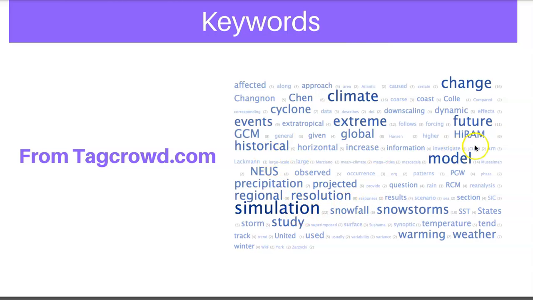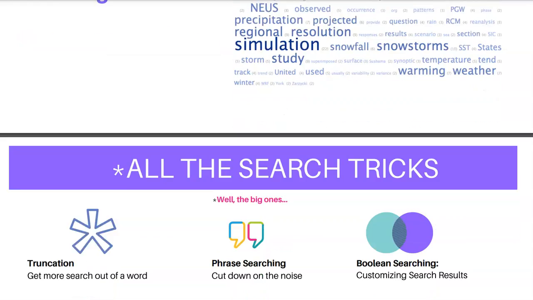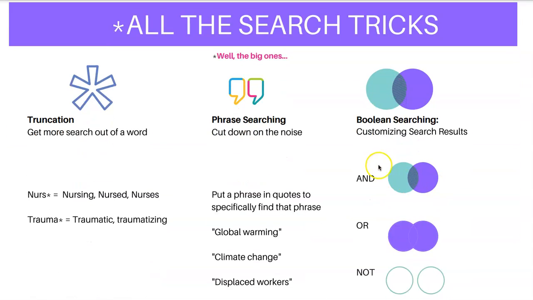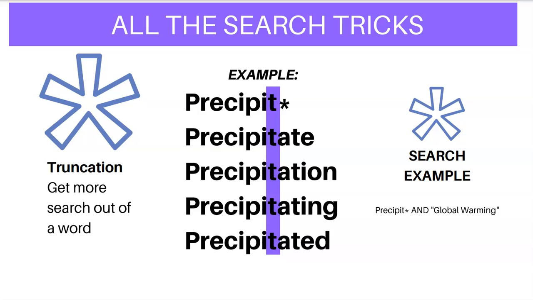Because in some cases, you'll find there's different versions. They're really alike. How am I going to build this into a search strategy? Now, we're going to talk about truncation, phrase searching, and Boolean searching. And I say, oh, the search tricks, but, well, the big ones, because I use these every single week. Okay. Truncation is really powerful because if you used each of these words separately, you would have to do 5 searches.